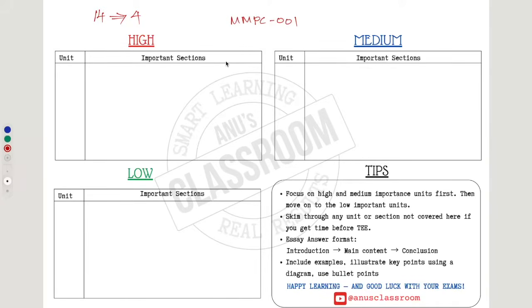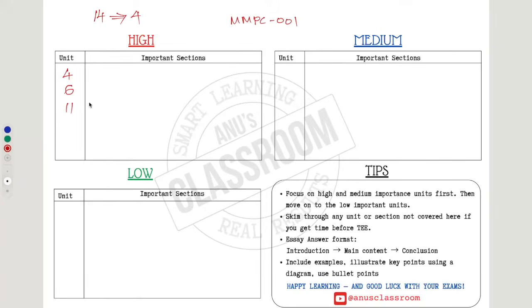Okay. So starting with the high priority units, there are 4 units which are of highest priority. That is unit number 4, planning, unit number 6, staffing and directing, and unit number 10, organization communication processes. Unit number 4 and 6 are from block number 2, whereas unit number 11 is from block number 4. Now, if possible, study all the sections in these 3 units.